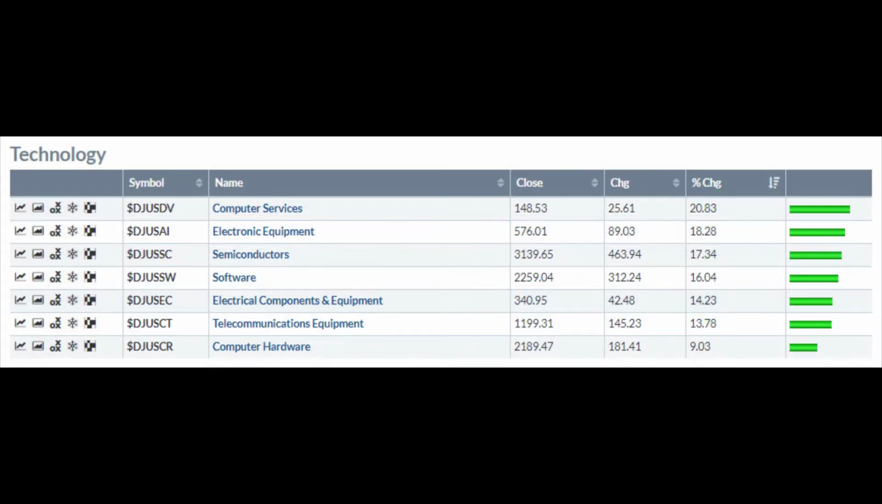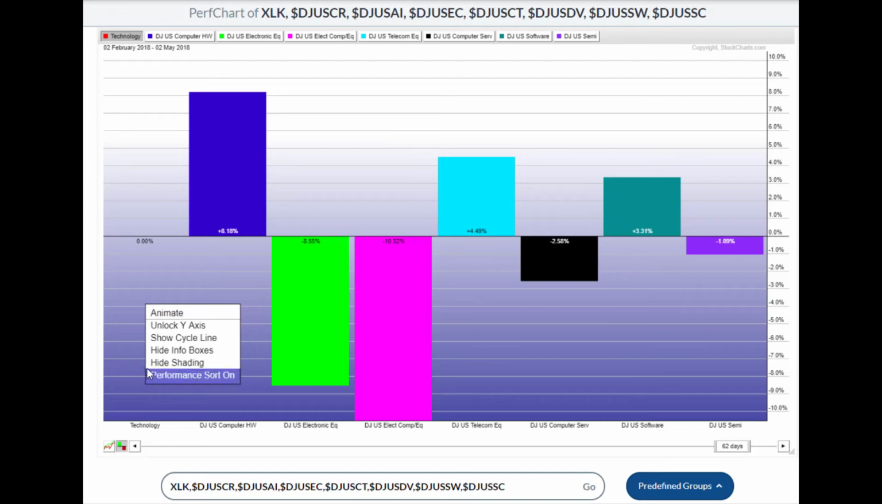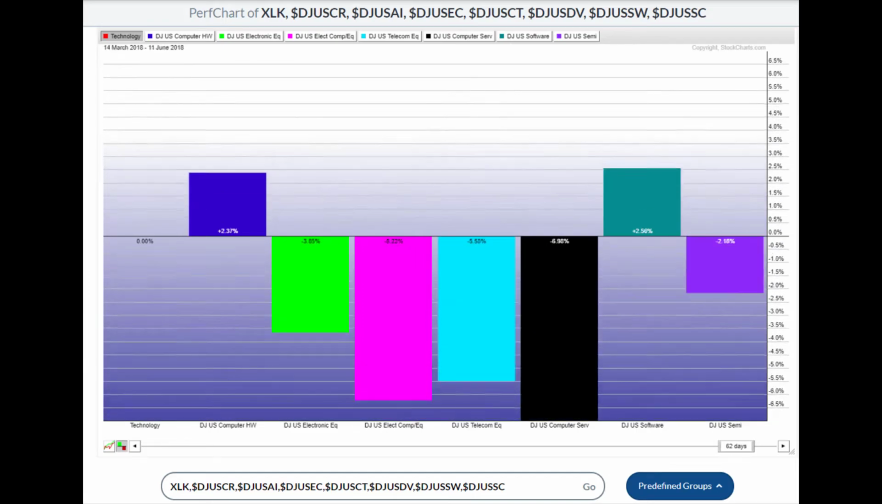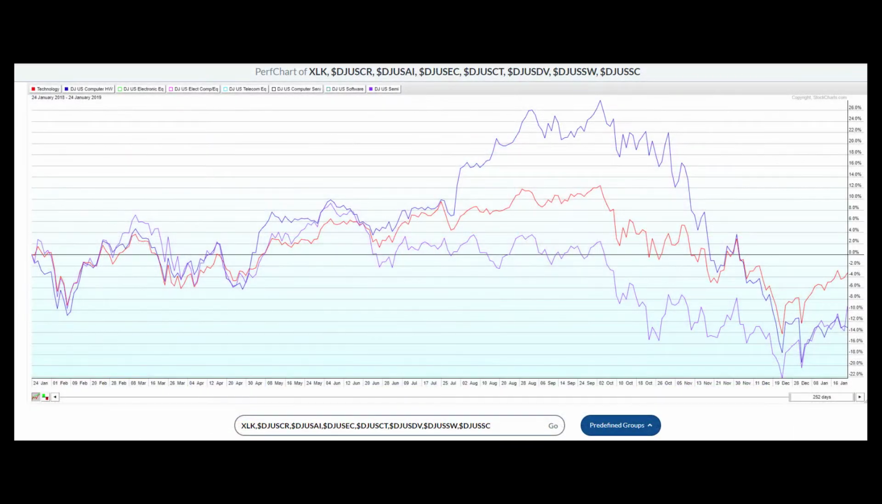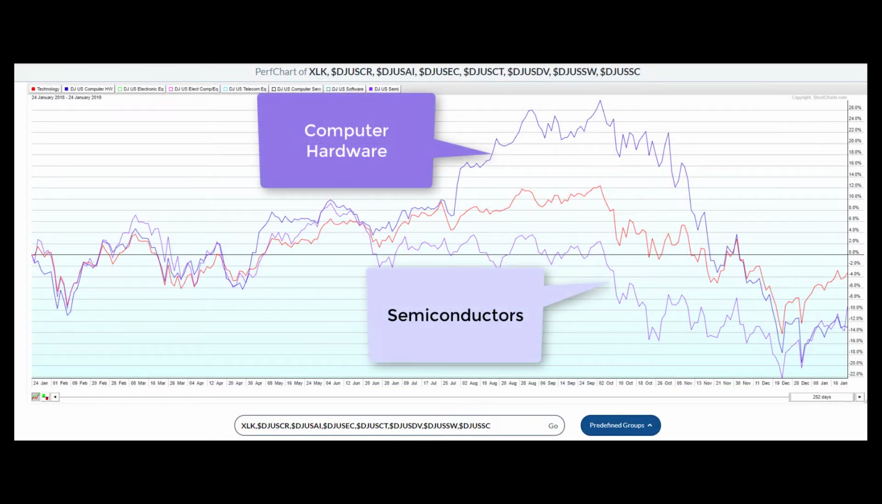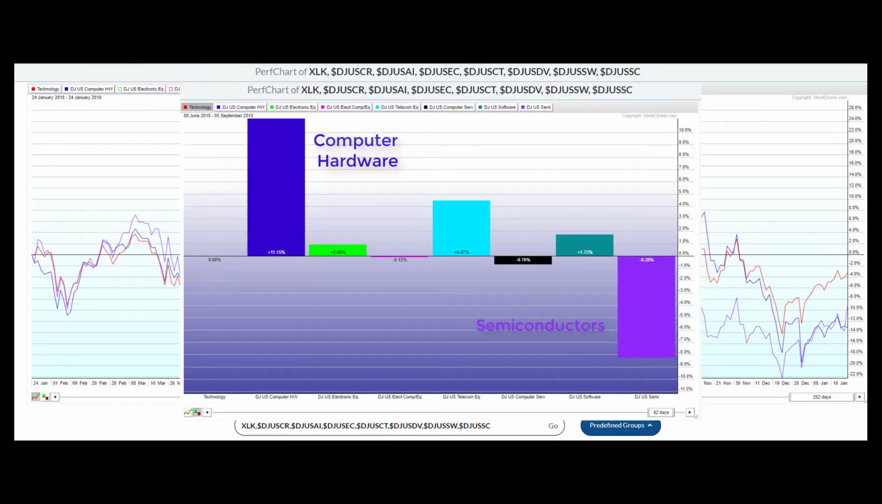This slide shows the 7 industry groups of the technology sector. Here's an animation of the money flow within these subsector industry groups for the past year. We will focus on 2 of these industry groups, computer hardware and semiconductors. This slide shows the performance of those 2 groups over the past 200 days. The red line is the performance of the technology sector ETF XLK.